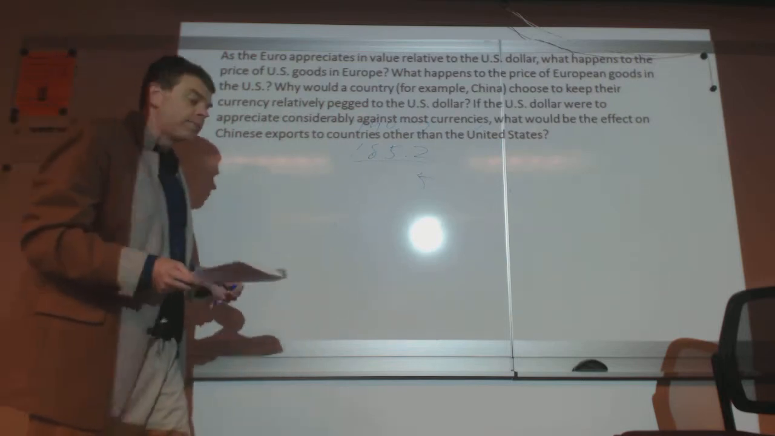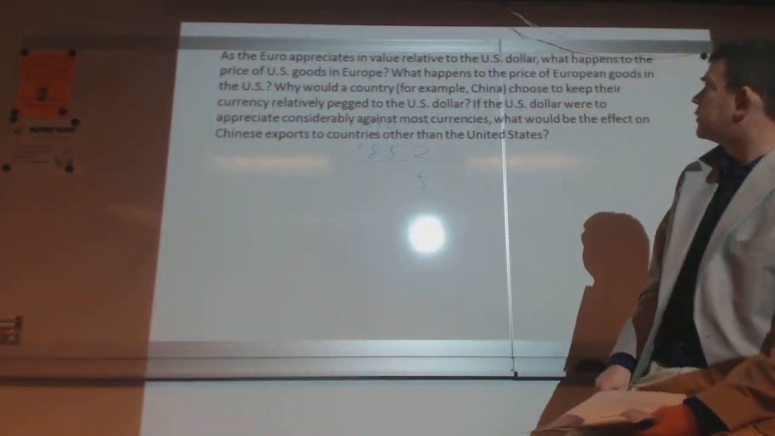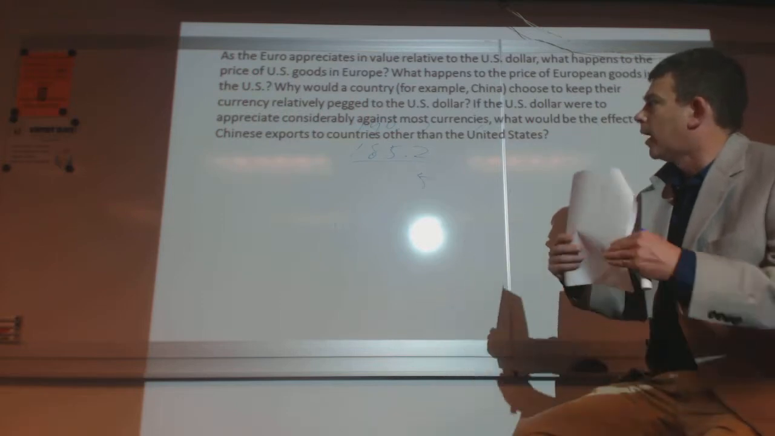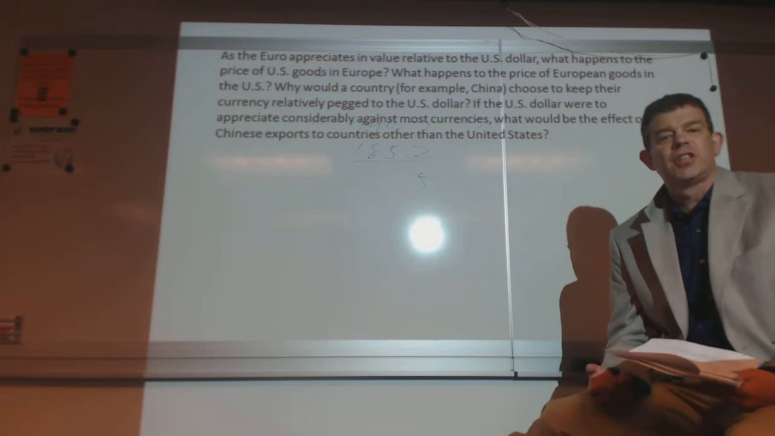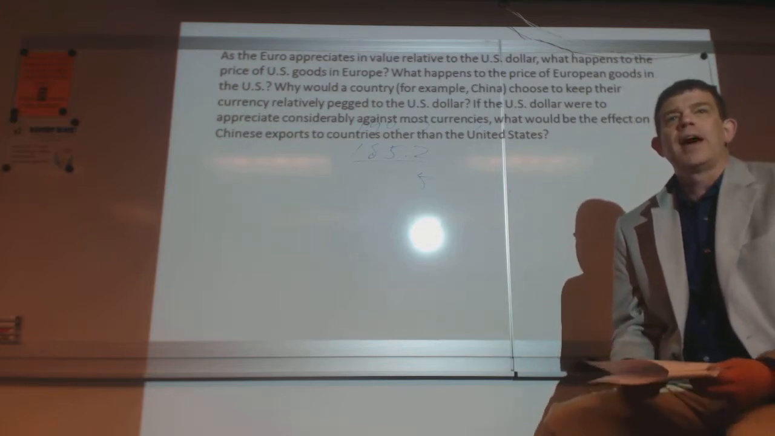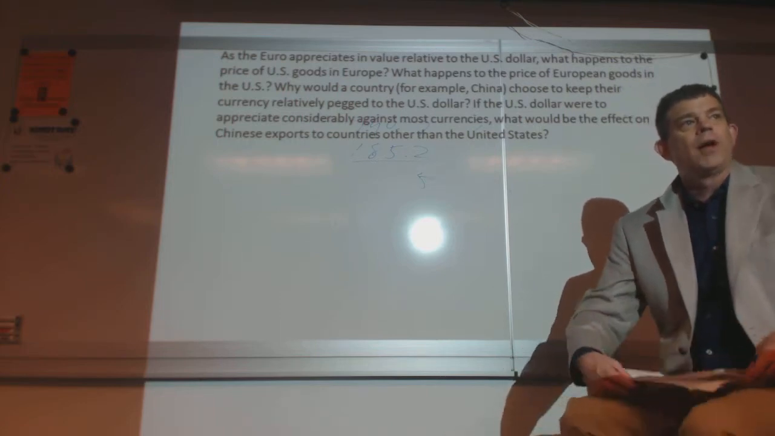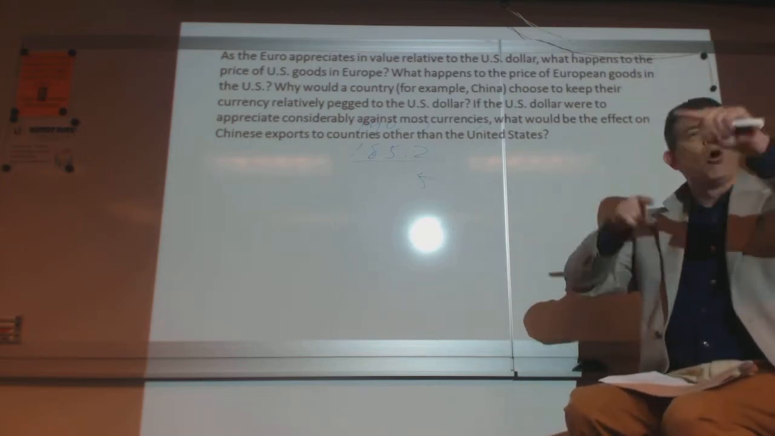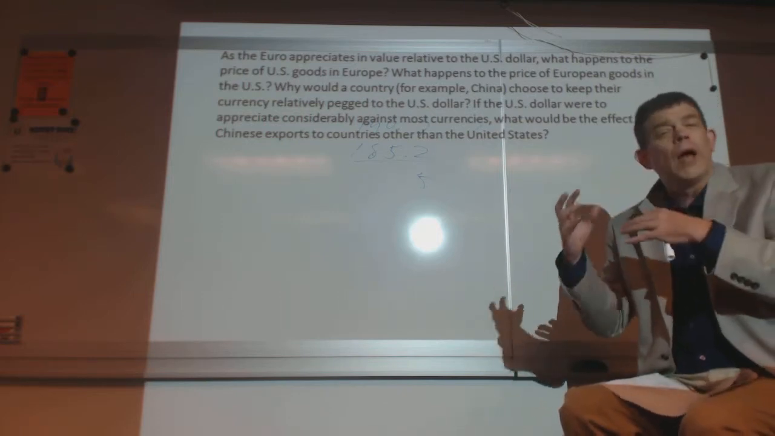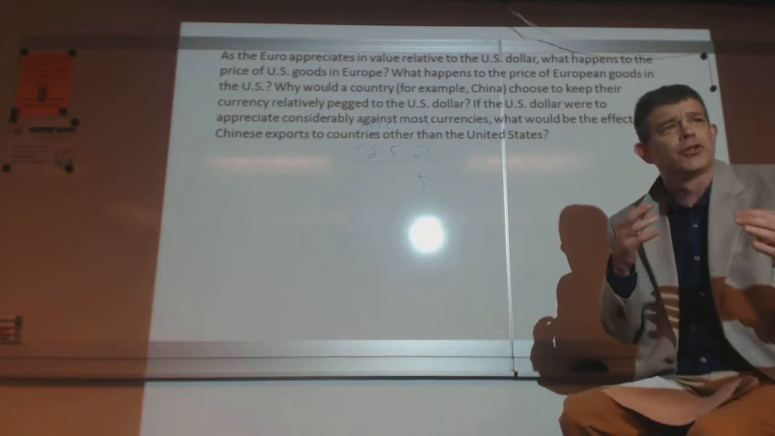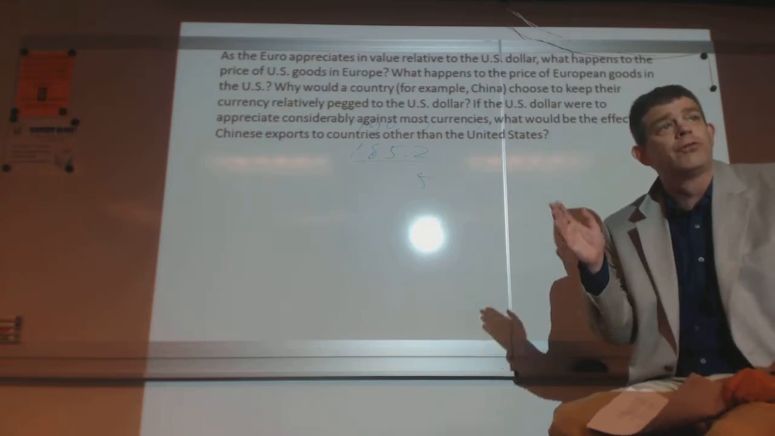Okay, very good. Now, the next part of the question says, why would a country like China keep their currency relatively pegged to the US dollar? I mean, there's a lot of things that go into that. The simplest explanation is that generally, the United States is a huge trading partner for China. So if both currencies are going all over the map, it makes trade difficult, doesn't it? Because the relative prices of goods are constantly changing, and steady conditions are usually good for business.